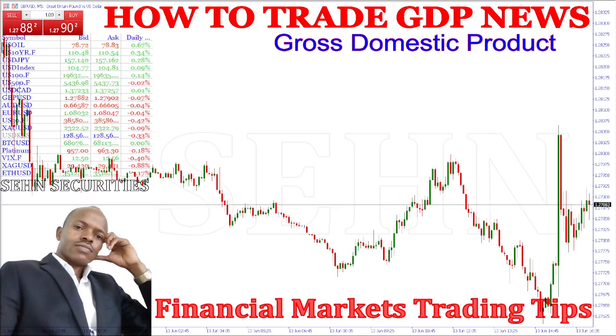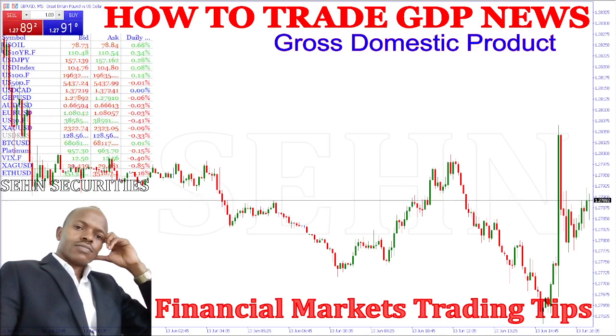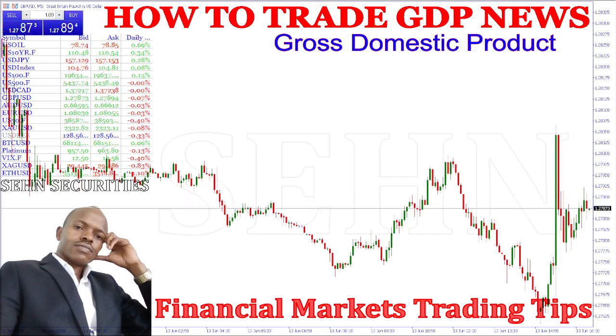Conversely, if both countries are experiencing decline in GDP, traders will favor the currency with the lesser decline. They will compare the extent of economic contraction in each country and opt to buy the currency of the country with the milder GDP decline.